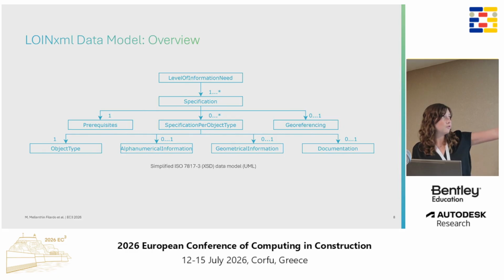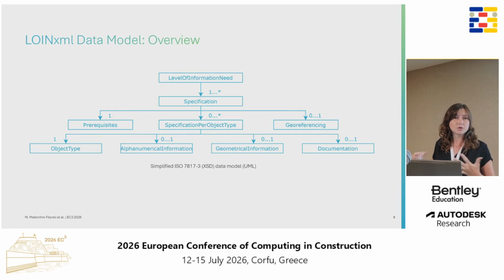The level of information need is the root. It has a specification, and it can have more than one specification. You can add more separate ones in the container. It consists of the prerequisites, so whenever we have information requirements, we have some context information, so we don't share or define them without it. The specification project type is our core element, and there is the georeferencing, because usually when we have information requirements for a project, this information is also needed.